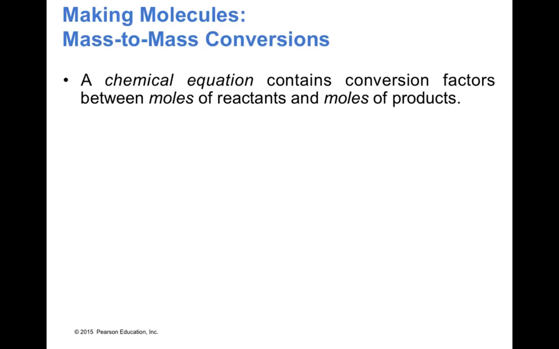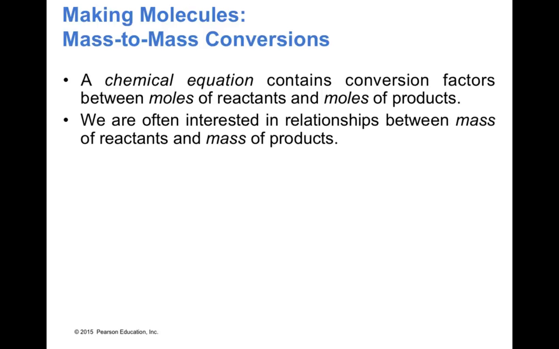So let's talk now about how to change from mass to mass, doing a mass to mass conversion. We saw the example before when we went from moles to moles. So now let's go to mass to mass. A chemical equation contains conversion factors between moles of reactant and moles of product. So when we're looking at a chemical equation, we're looking at the coefficients and the molecules that are part of those coefficients. So we are looking for the ratio in moles, not in mass.